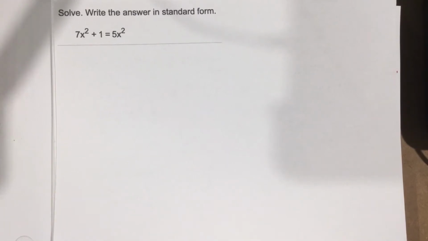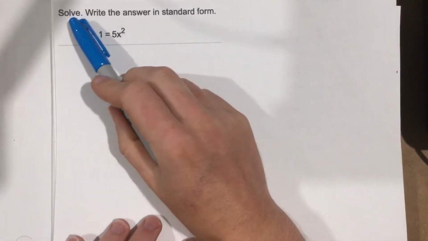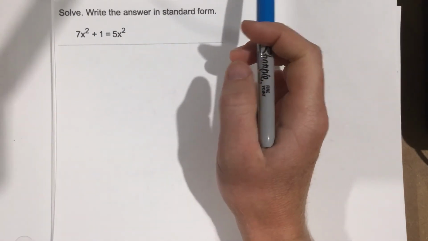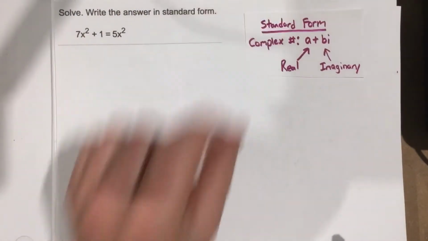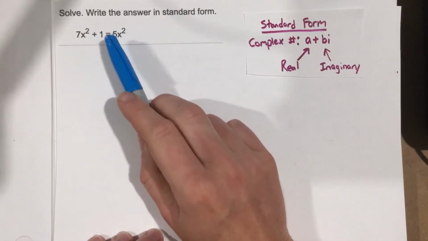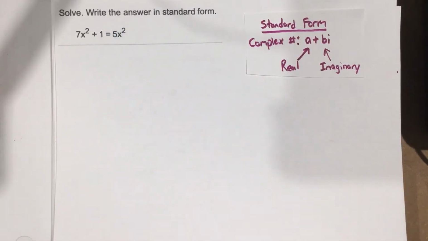This is problem number 4 from section 3.3. It says solve, write the answer in standard form. I'm going to put standard form back up here. We know standard form looks like that. But they want us to solve this quadratic. Now we have to identify how to solve the quadratic.